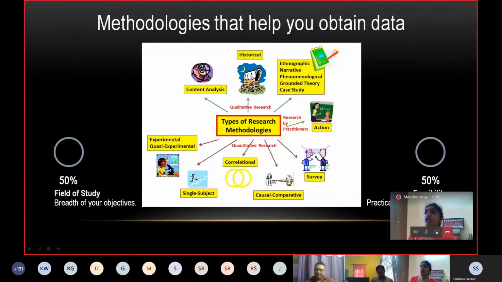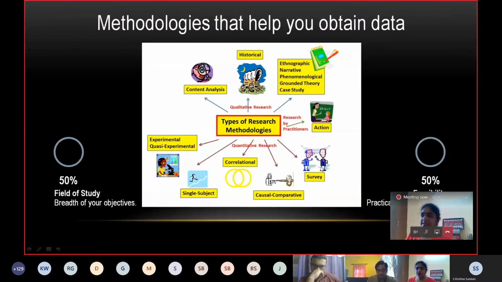Now coming to what are the methodologies? Let us say you have decided that you have to write the paper. Now you know how to write a paper. Now you have an understanding about the structure. Now the question comes, where is the data? How do I get the data? Or what data do I have? Or what are the sources from where I could get data?